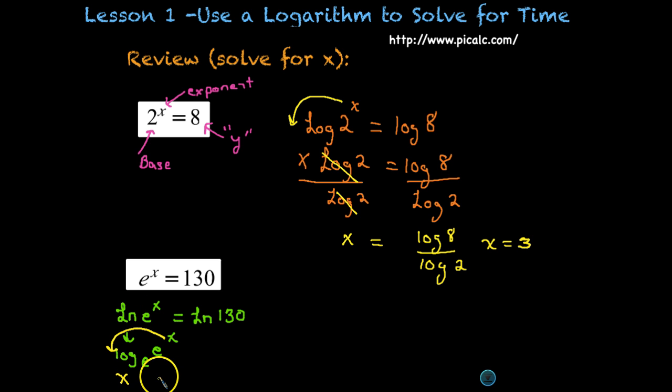So I'm left with x on this side, and the natural log of 130 on the right. So again, remember, anytime you take the natural log of e, that goes away. That becomes 1. And I'm left with x. So now all I have to do is put the natural log of 130 into my calculator in order to solve. So let's go back to our calculator.